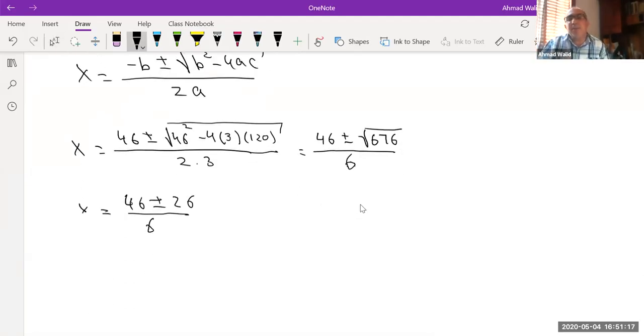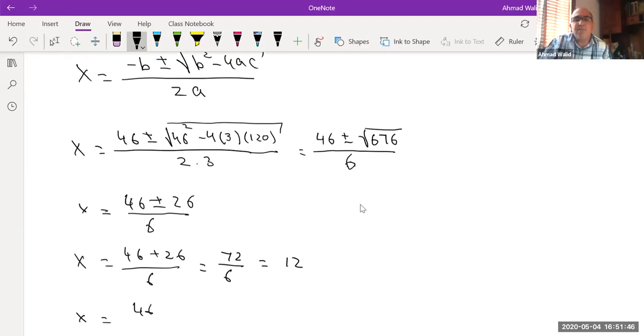From here, you end up with two values of x, right? One of them will be x equals 46 plus 26 over 6, which gives you what? 72 over 6, am I right? Yeah, 72 over 6, which gives you how much? What is 72 over 6? 12. And the other one, x equals 46 minus 26 over 6, which gives you what? 20 over 6, which means 10 over 3.